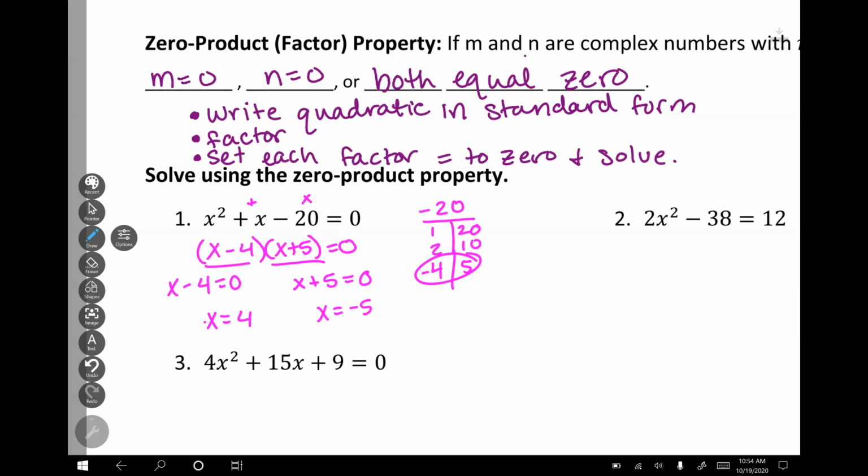So those are my two solutions: x equals 4 and x equals negative 5. You could write that as a set. That would be x equals negative 5 and 4.